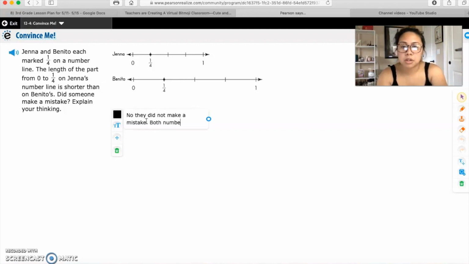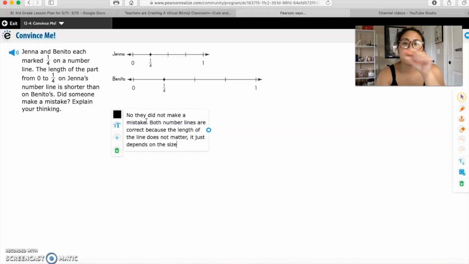Both number lines are correct because, let's say, the length of the line does not matter. We're going to say it just depends on the size of the hole.